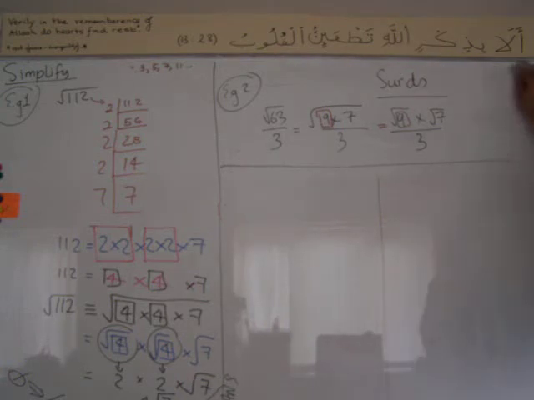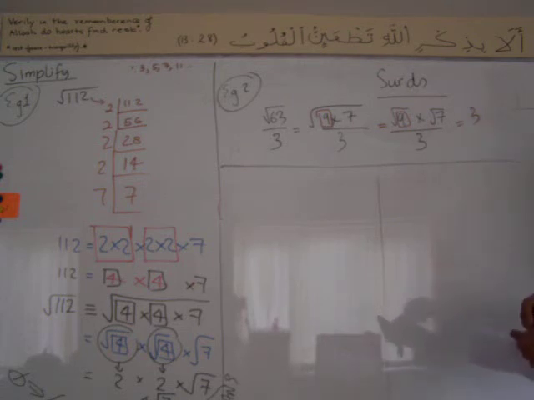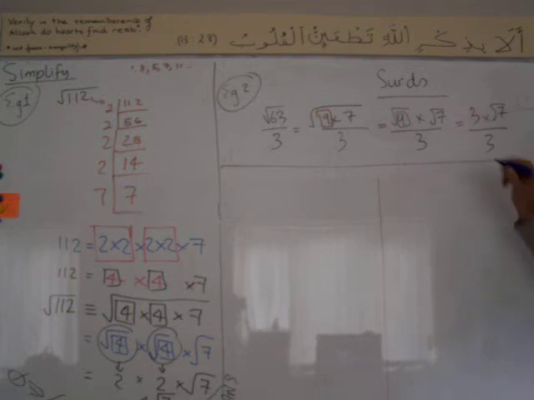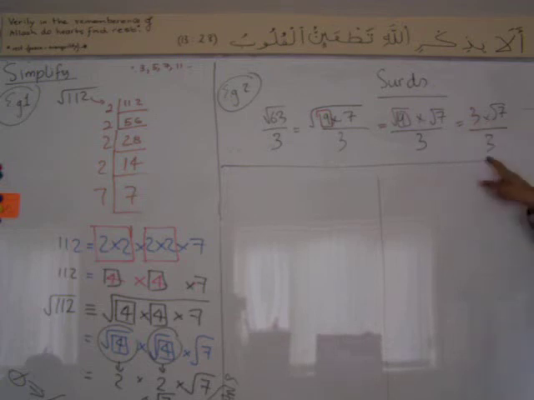I'm going to run out of board space. The root of 9 is equal to? 3. So 3 times by root 7 divided by 3. The root 9 becomes 3. Times by root 7 gets copied across, 3 gets copied across.